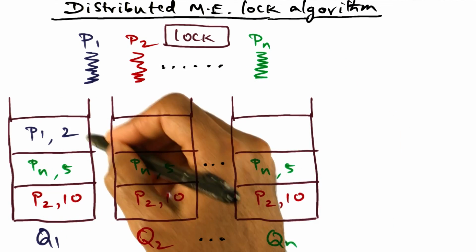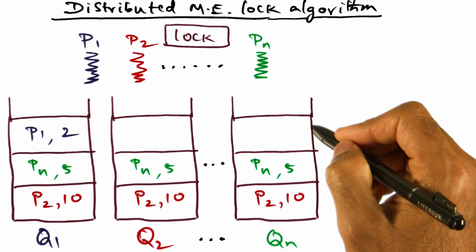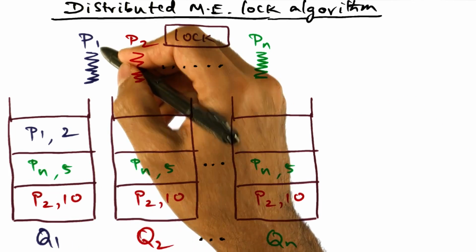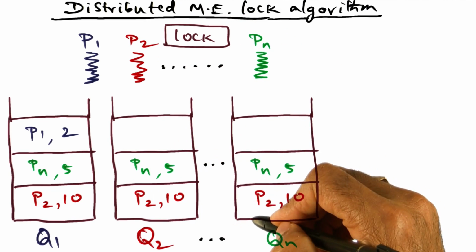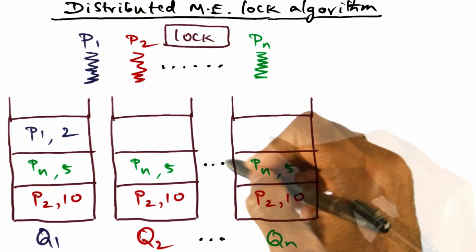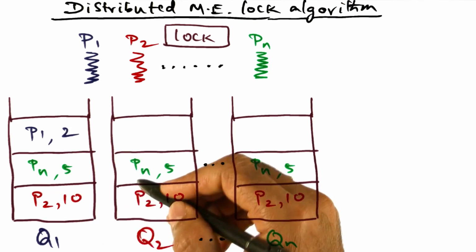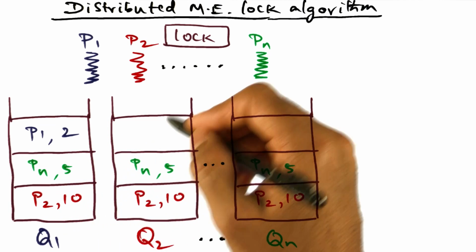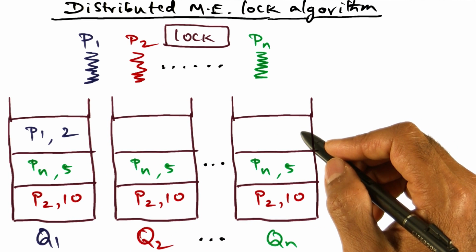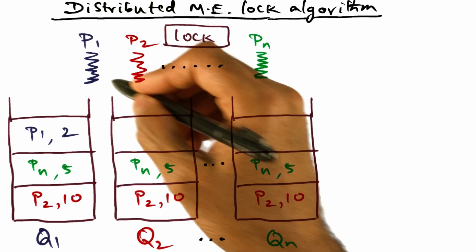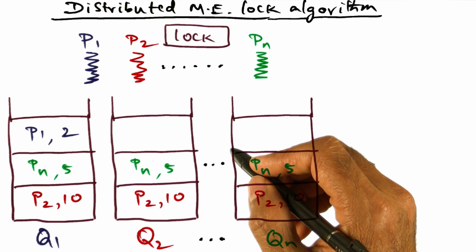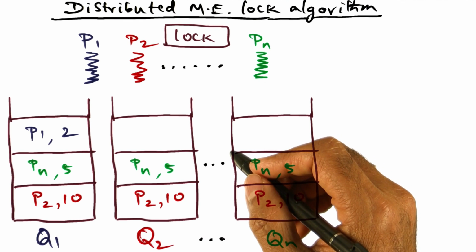Every process has a queue data structure, and this is the queue that is associated with process P1. This is the queue that is associated with process P2, and this is the queue that is associated with process Pn. Every process has its own private queue. And the private queue is ordered by the happened before relationship that we've discussed so far. So requests for a lock are going to be time-stamped, and the protocol is as follows.